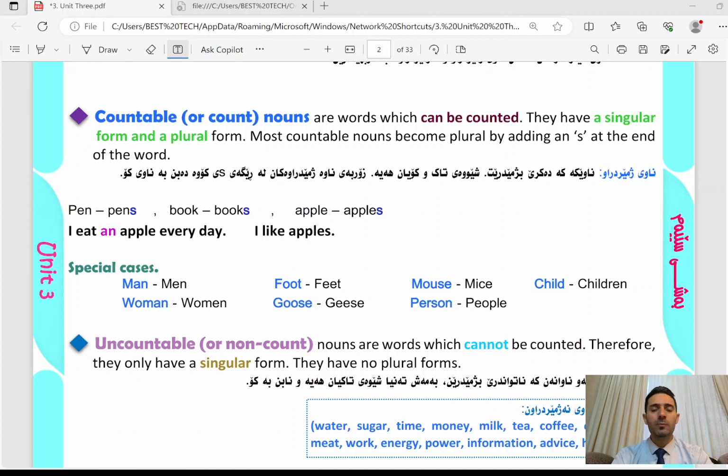As I told you, if any noun has got these two forms, I mean singular and plural forms, it means that noun is a countable noun.